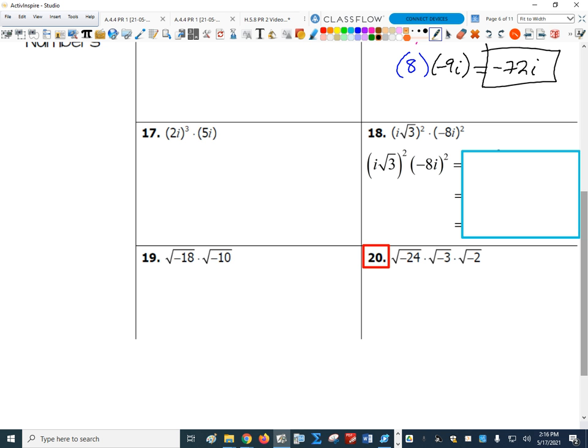Okay, so we've got i times the square root of 3, that quantity squared, times the quantity -8i squared. Okay, I want to derive with you real quick another little property of exponents. If I had something like a times b squared, isn't that the same as ab times ab?